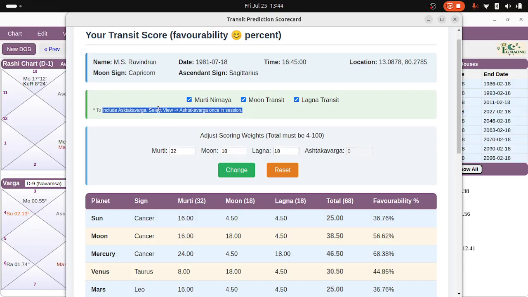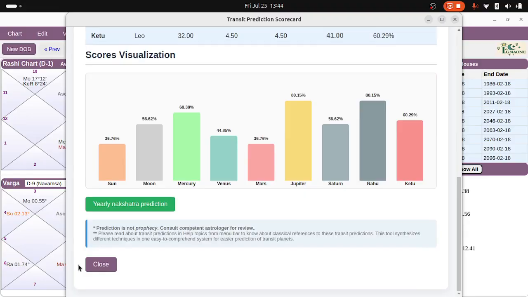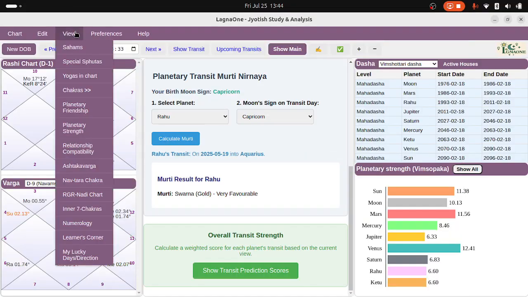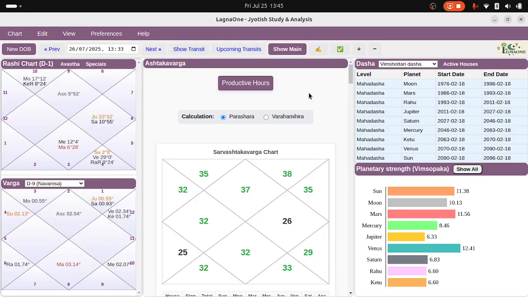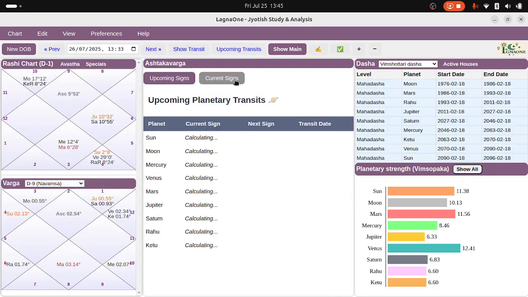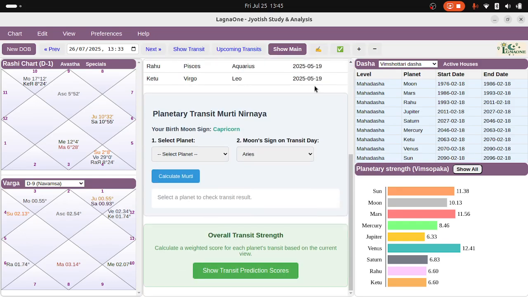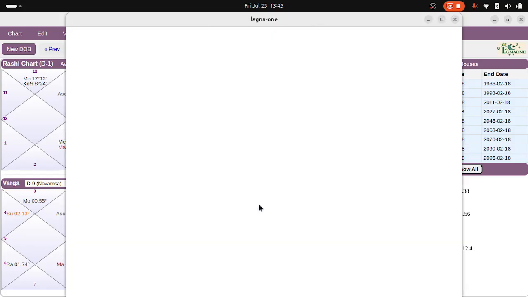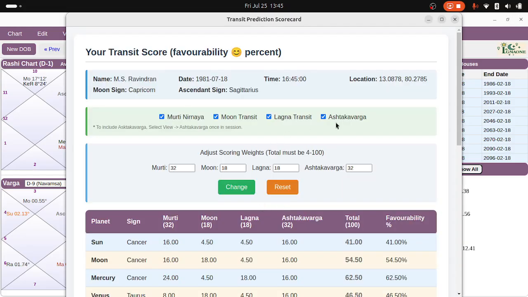So let's do that. To include Ashtak Varga, please select View Ashtak Varga. So I'll go back there, I'll come back here. So I'll go to Ashtak Varga here. There you go. Ashtak Varga is selected once, so I'm coming back to this upcoming transit. Then we'll do current signs, that is what we were looking at. So I'll straight away jump to this screen. Now you see Ashtak Varga added here.